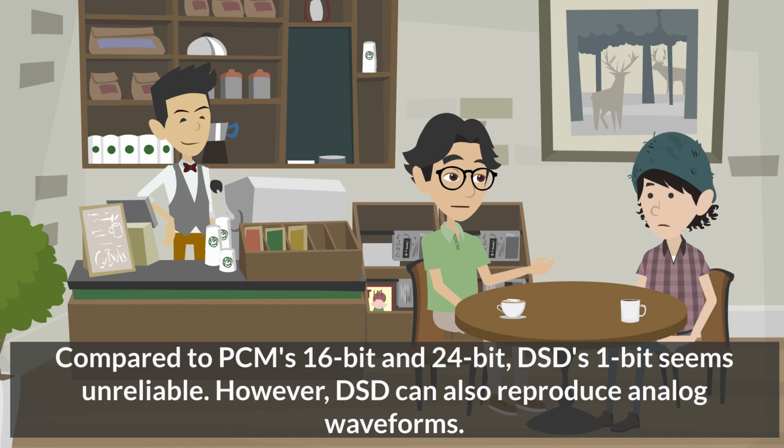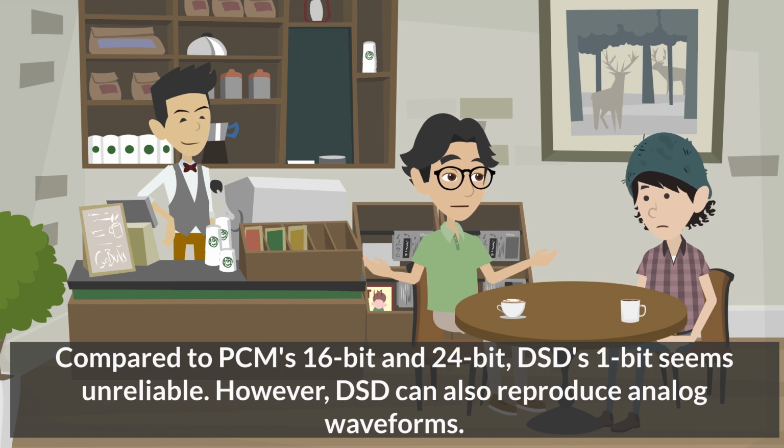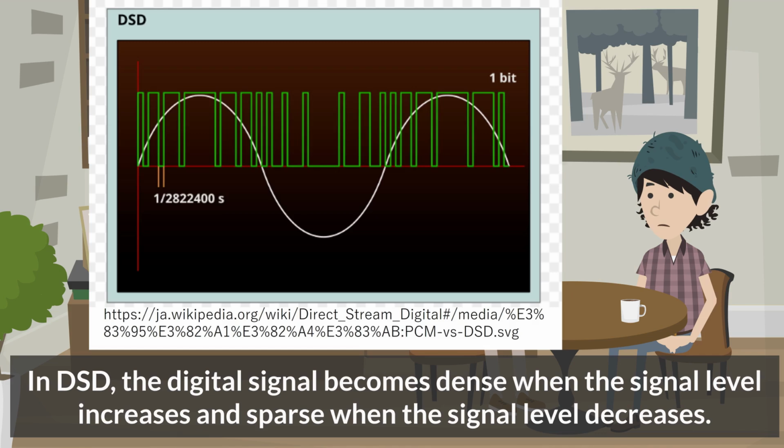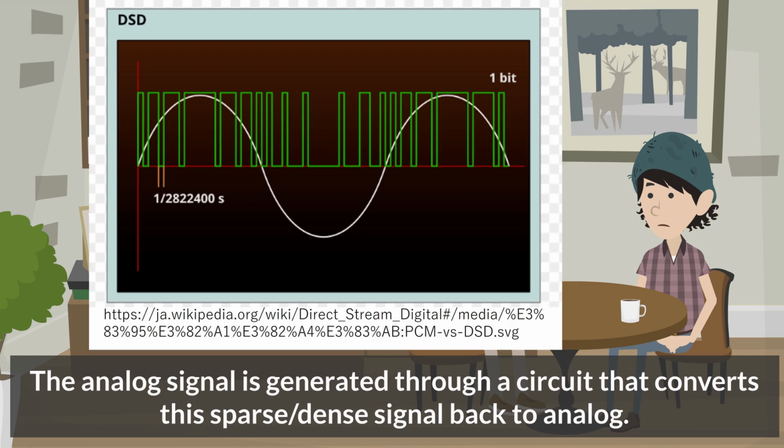Compared to PCM's 16-bit and 24-bit, DSD's 1-bit seems unreliable. However, DSD can also reproduce analog waveforms. In DSD, the digital signal becomes dense when the signal level increases and sparse when the signal level decreases. The analog signal is generated through a circuit that converts this sparse, dense signal back to analog. I see.